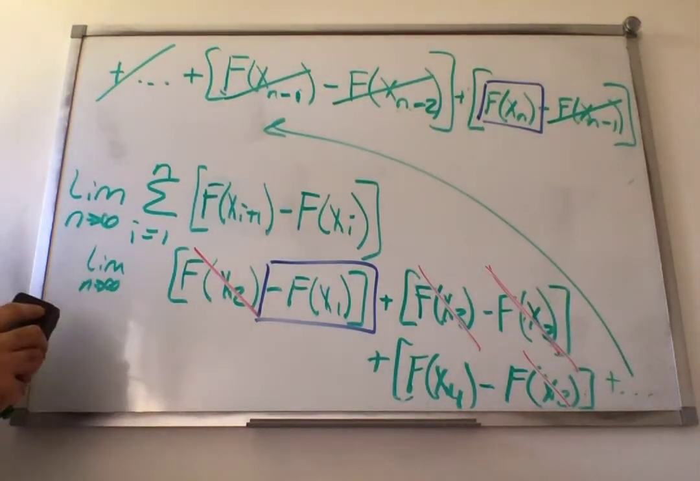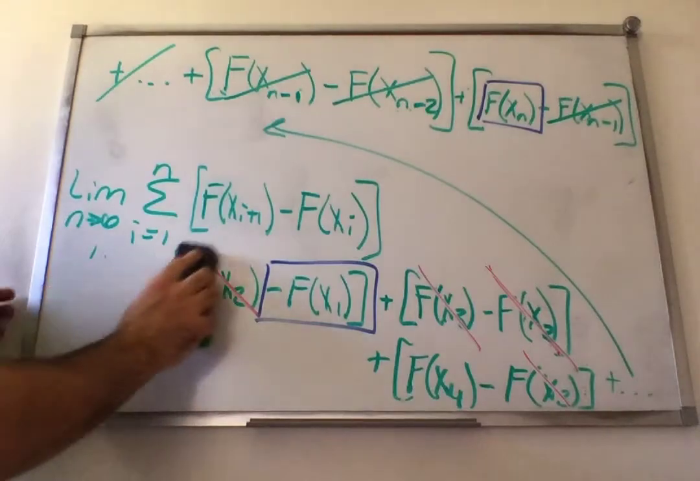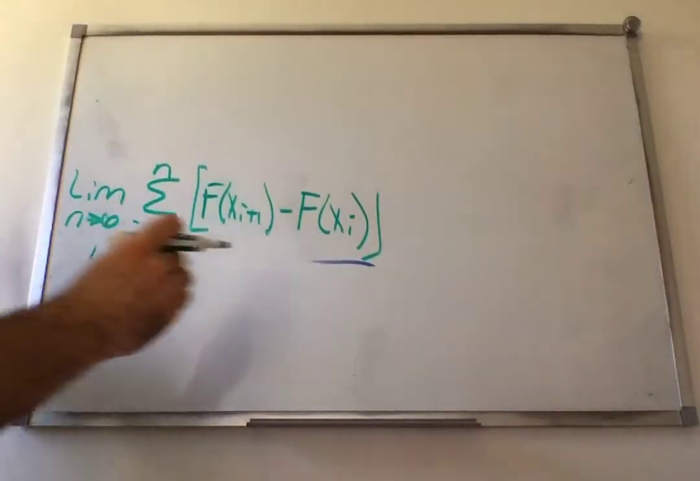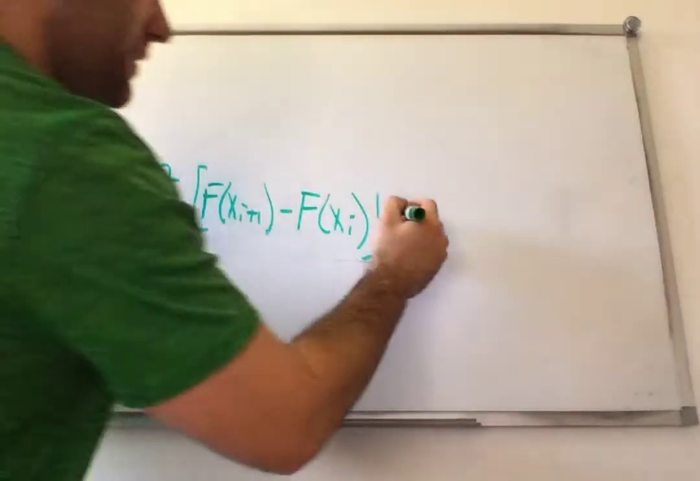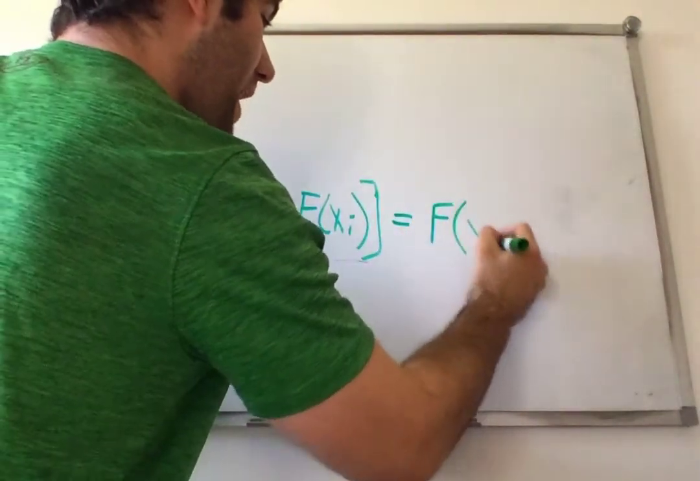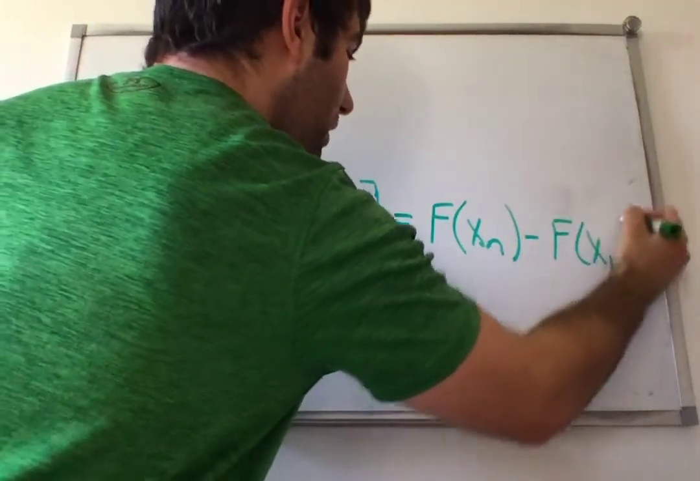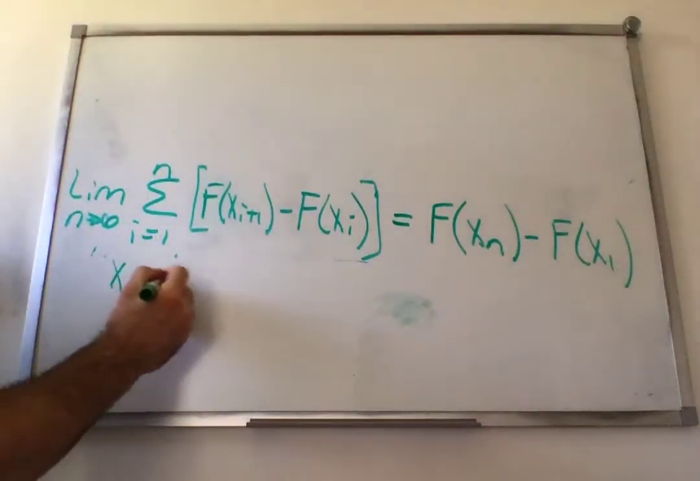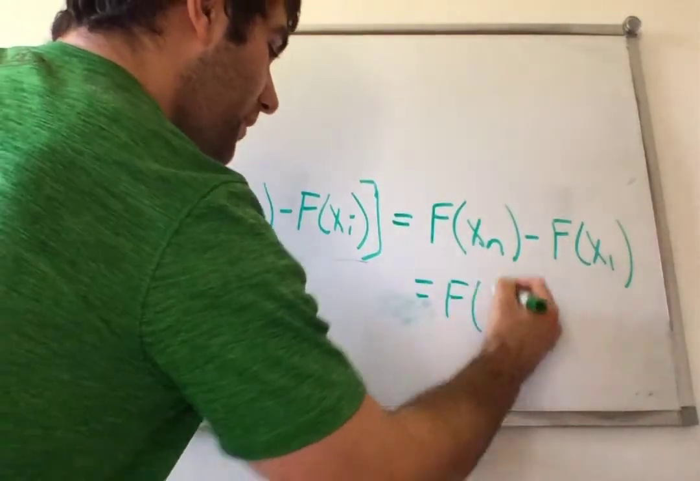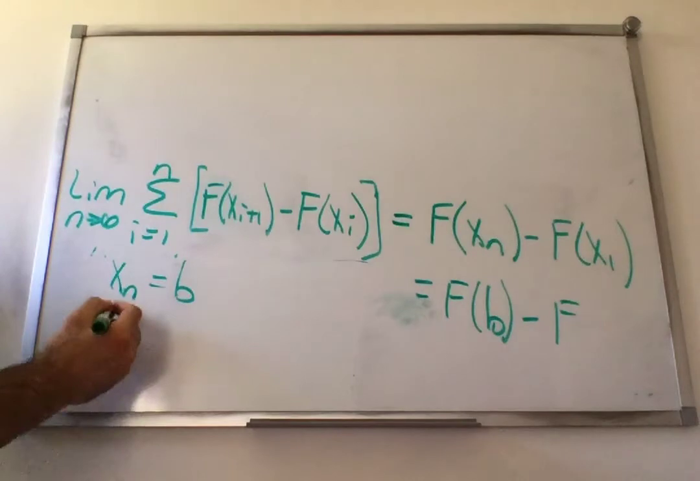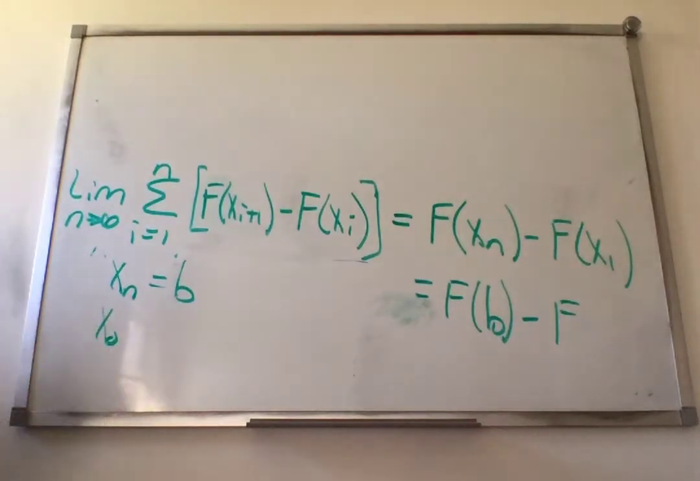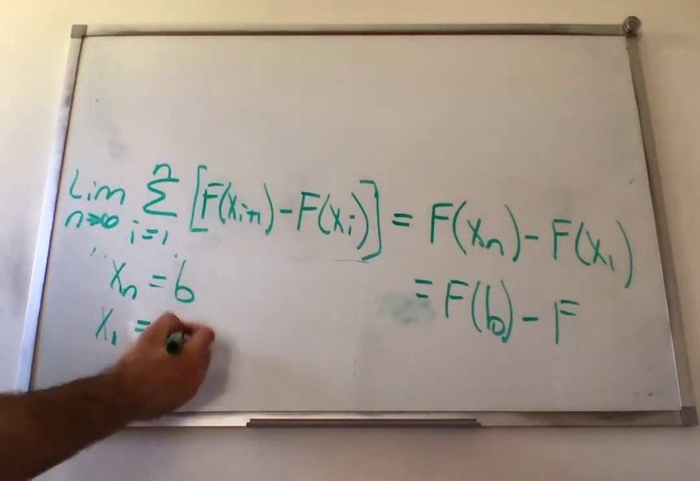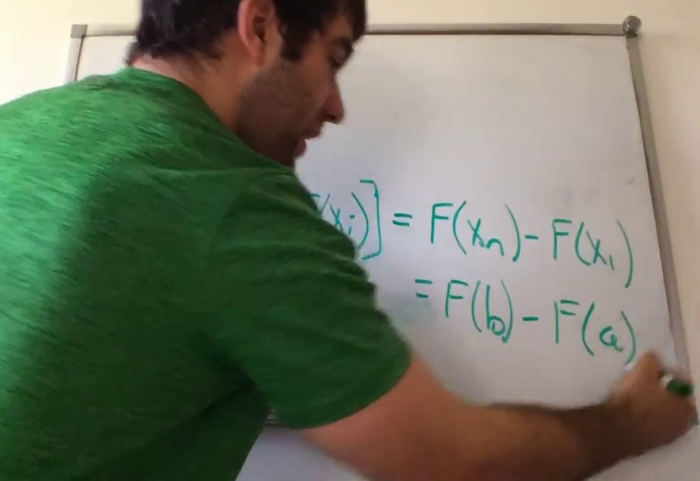So, what we can conclude, I'm going to keep this piece and I'm going to keep this piece. We can conclude that this sum right here is equal to f of x n minus f of x1. What did we say x n was? x n was b. So this is f of b minus f of, I believe I said x0 was a. I misindexed something along the way. It should have been x1 is equal to a. So that means this x1 is equal to a.